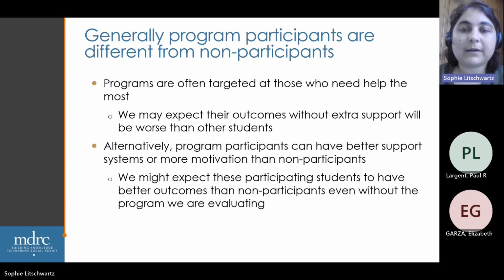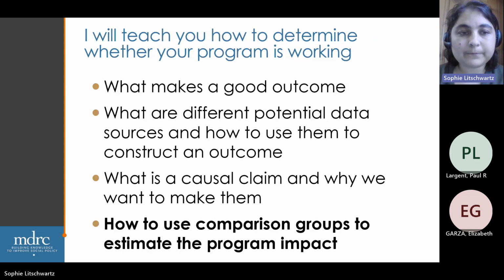One way to think about it is our programs are often targeted to students we think need the most help. And so their outcomes without extra support are just going to be worse than the students who aren't participating. Or alternatively, students who are able to or who end up participating in programs, we sometimes expect their outcomes to be better, either because they have better support systems or more motivation. That is the reason that they end up participating in programs in the first place.